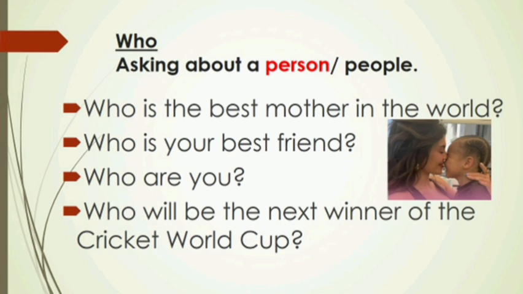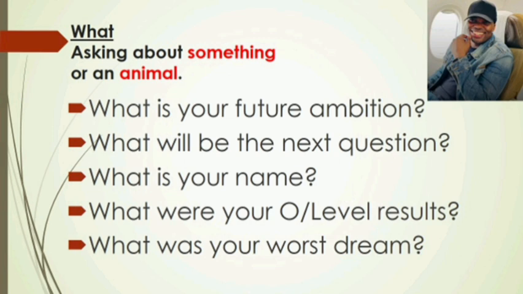Before that, please rewind the lesson again. Read the examples again and again. What is used to ask about something or about an animal or about a non-living creature? What is your future ambition? My future ambition is to be a driver. What will be the next question?